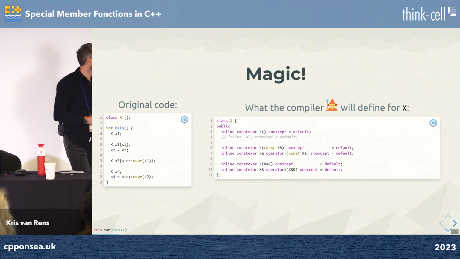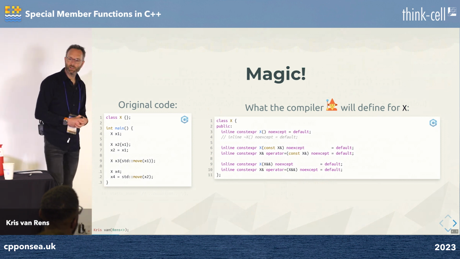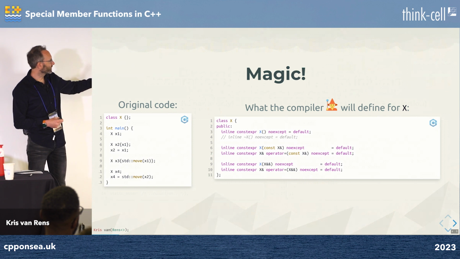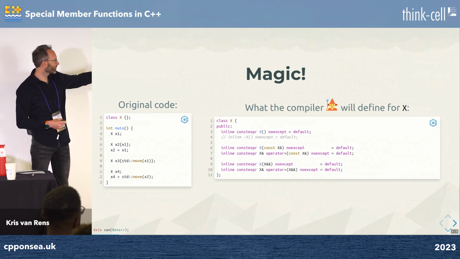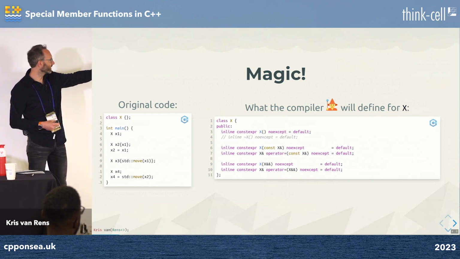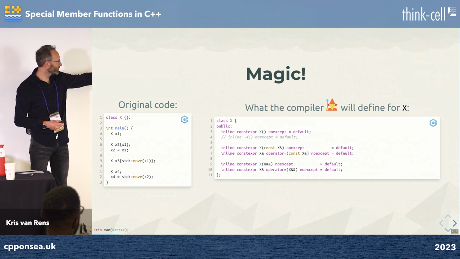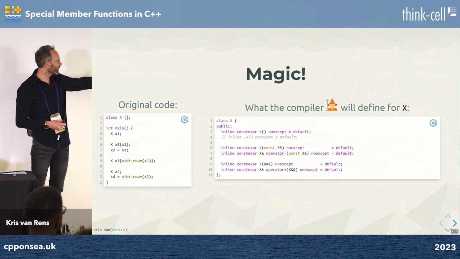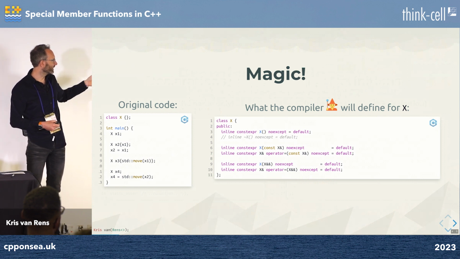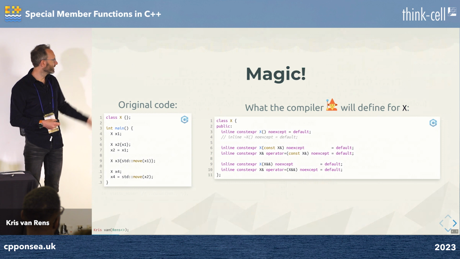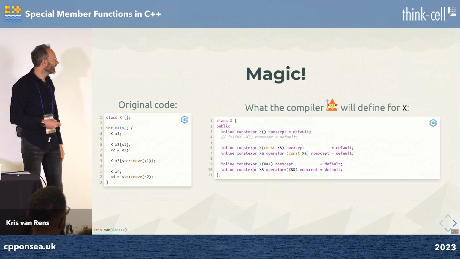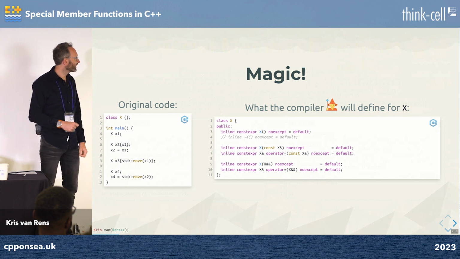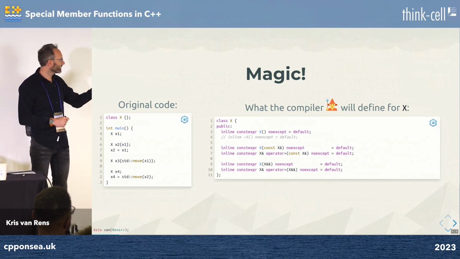So let's see what is this magic of special member functions. If we would build the code on the left here, we have the most simple class definition that we can ever make. And then we use this class type in various ways. We construct it, we copy construct it, we copy assign it, we move construct it, and we move assign it. And in the background, the compiler will make all this fancy stuff that is on the right.